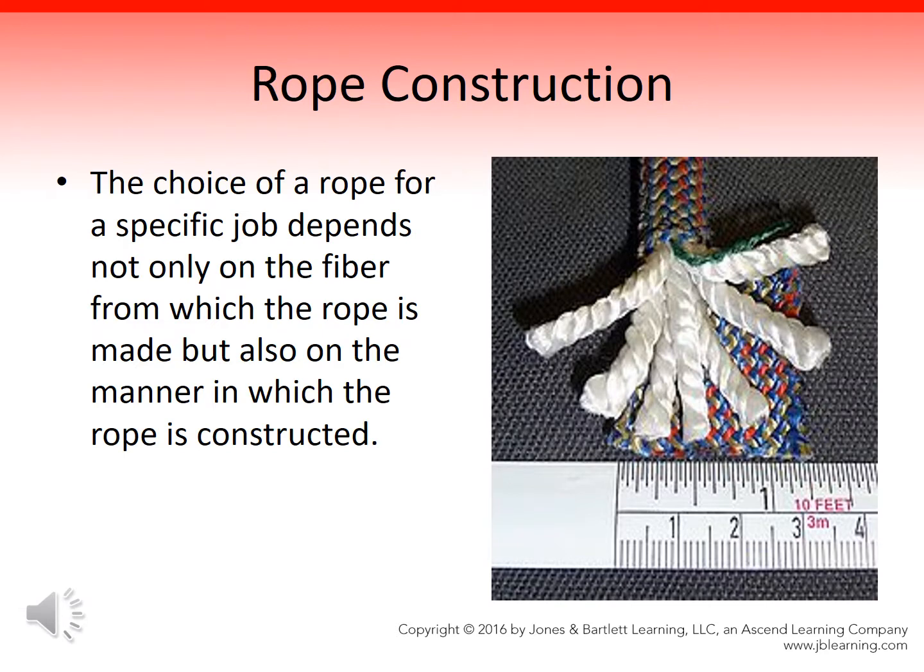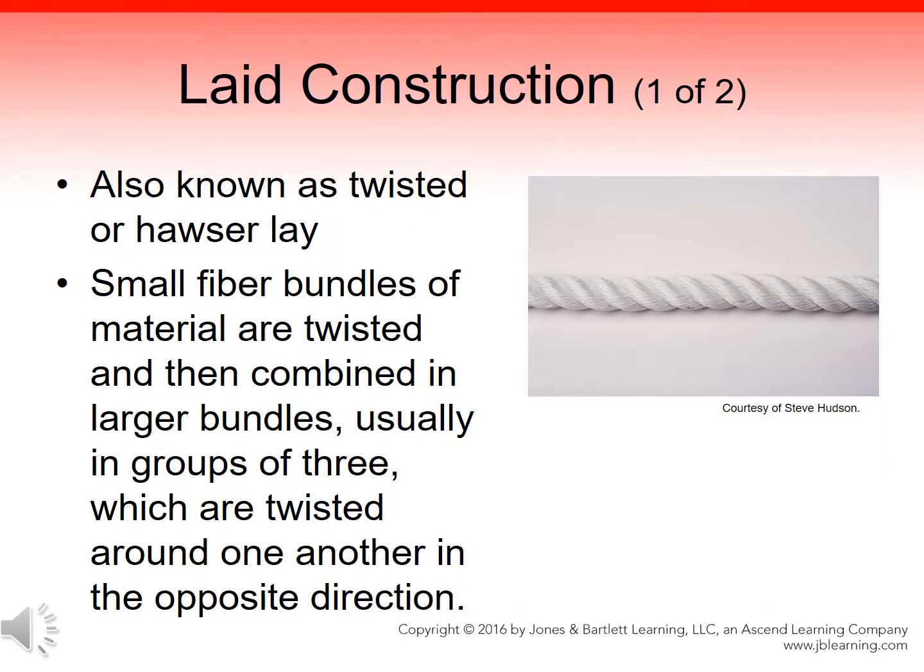Different constructions present with different characteristics just as different fibers do. Laid construction. Laid construction resembles the designs of older types of natural rope fiber. It's also known as twisted or hawser lay. Small fiber bundles of material are twisted and then combined in larger bundles, usually in groups of 3, which are twisted around one another in the opposite direction.